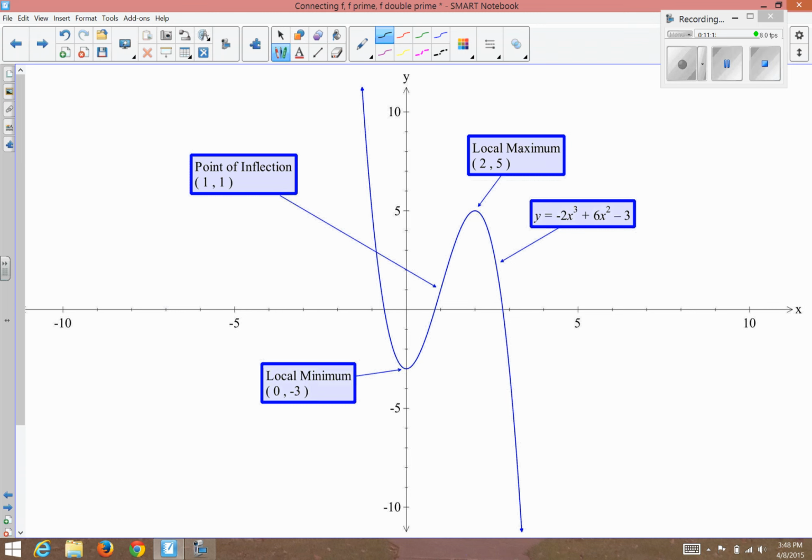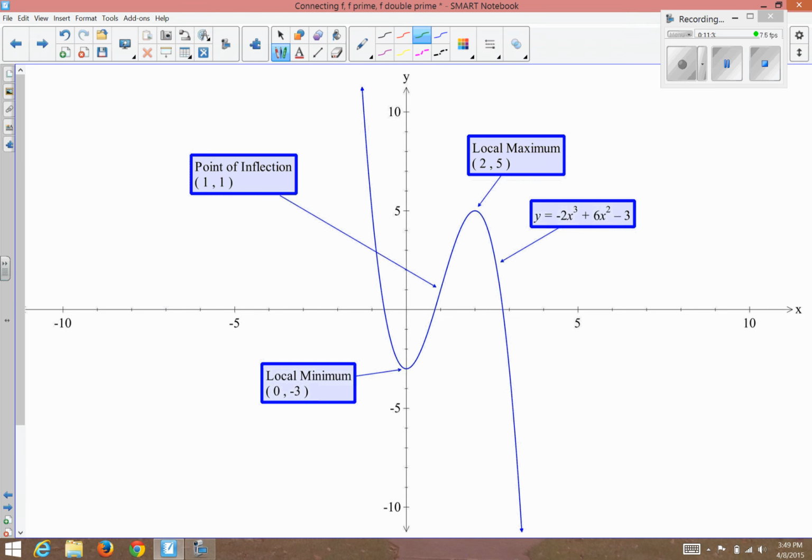So local maximum means where the function changes from increasing to decreasing. Local minimum means where the function changes from decreasing to increasing. Inflection, point of inflection, means where there's a change in concavity.